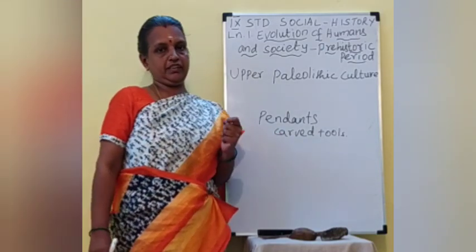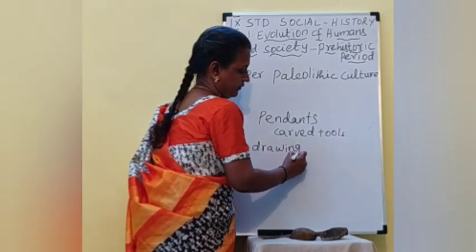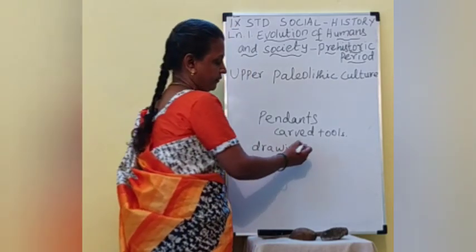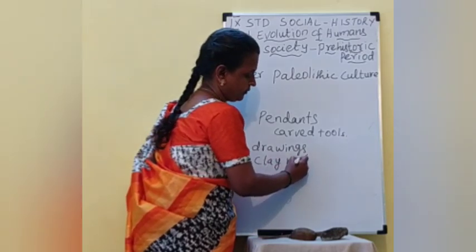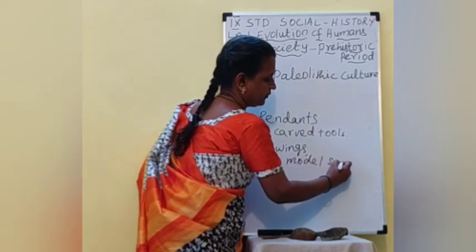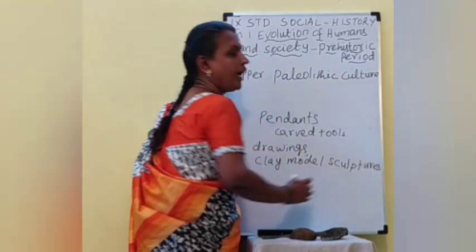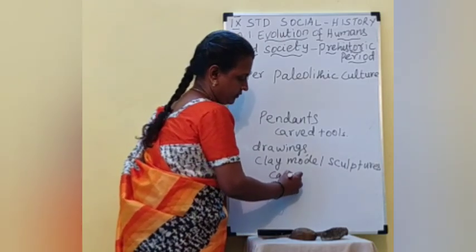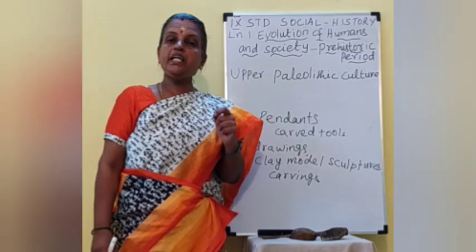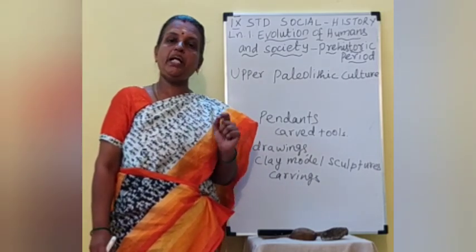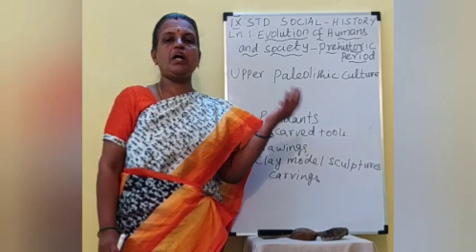Apart from that, evidences like drawings or paintings, then clay model sculptures and carvings are also available. The image of goddess Venus made of stones and bones was found in Europe and in some parts of Asia.